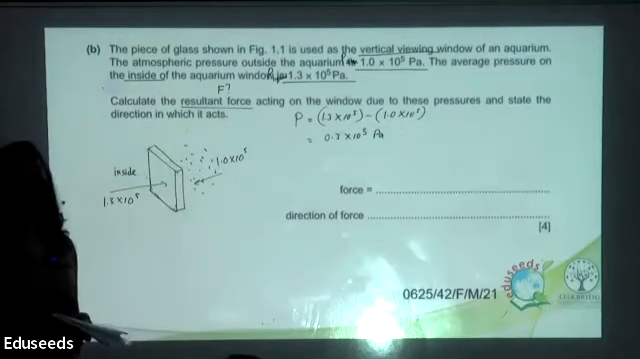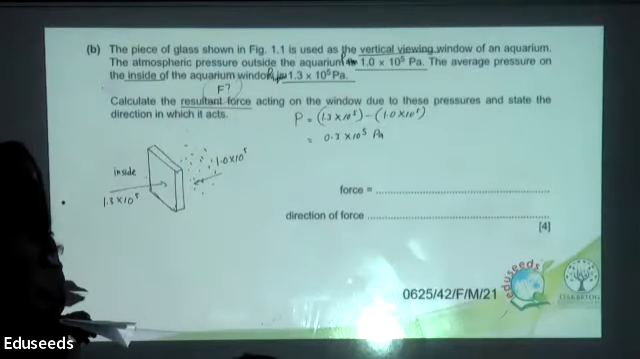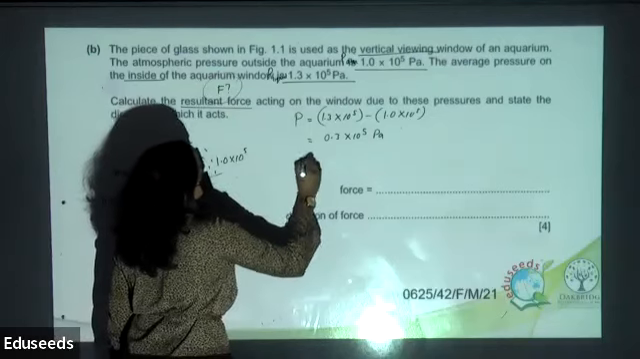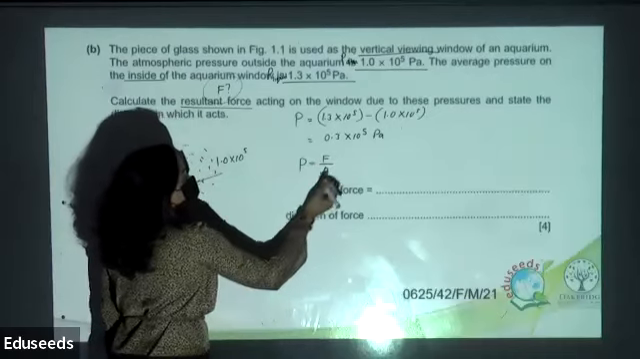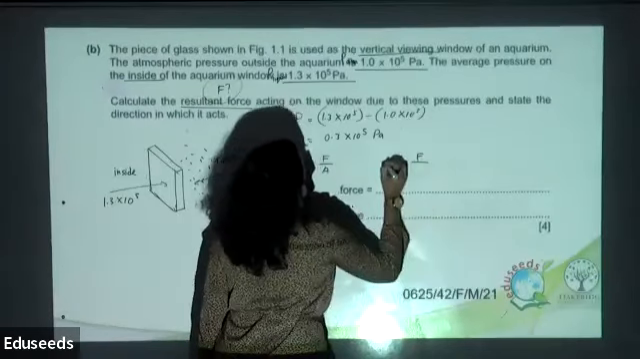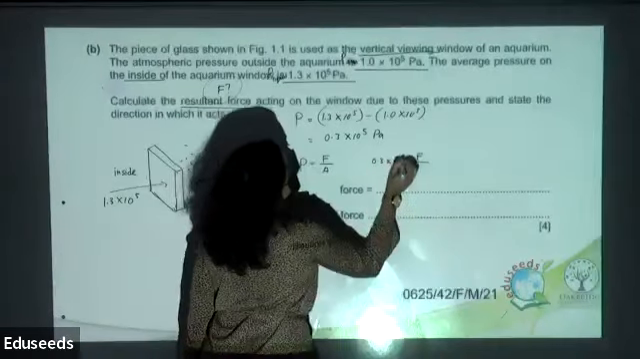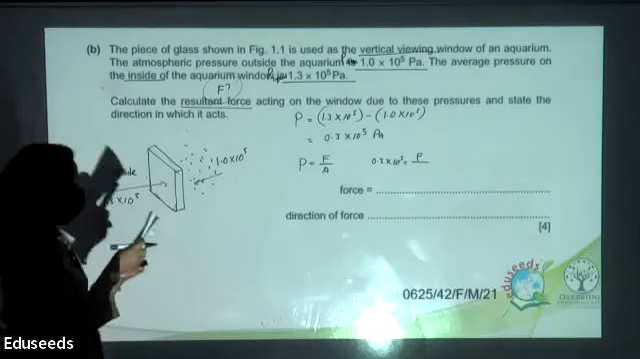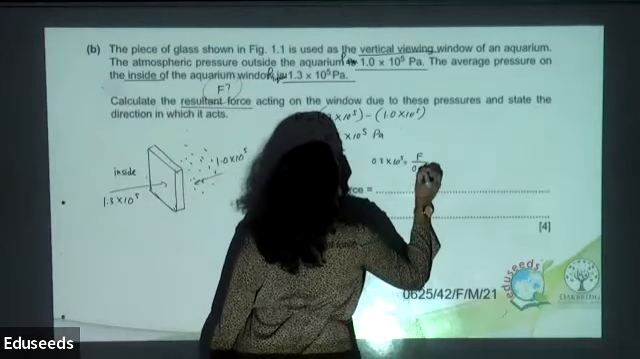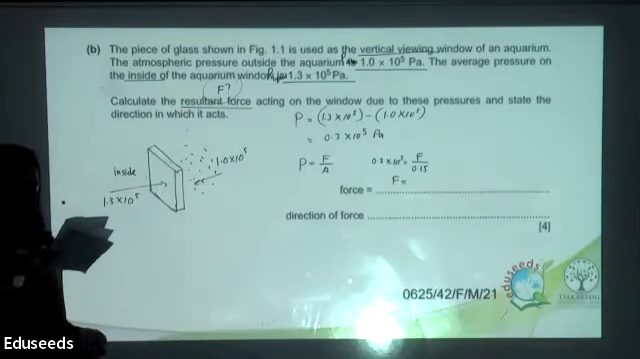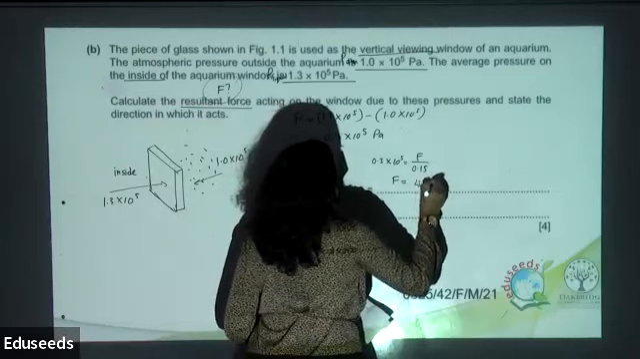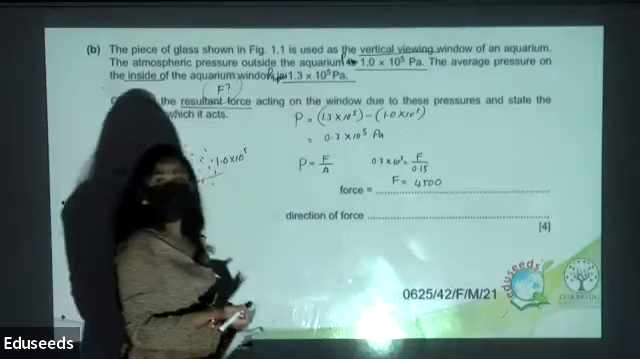This is just the pressure, but the question asks you to find force. So what is the formula relating pressure and force? P equals force over area. Pressure is 0.3 times 10 to the power of 5. Area is already given in the previous question. How much was it? 0.15. So when you calculate, the final answer you will get is 4,500 unit Newton.